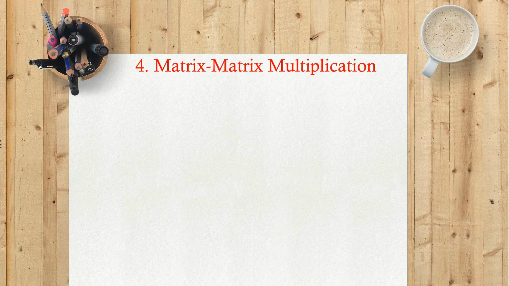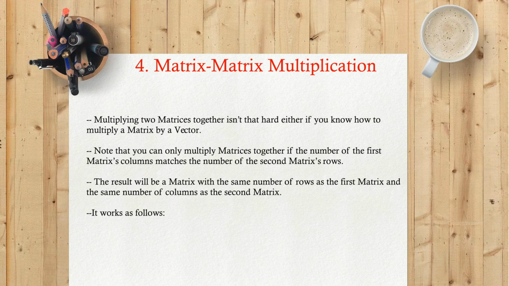4. Matrix multiplication. Multiplying two matrices together isn't that hard either, if you know how to multiply a matrix by a vector. Note that you can only multiply matrices together if the number of the first matrix's columns matches the number of the second matrix's rows. The result will be a matrix with the same number of rows as the first matrix, and the same number of columns as the second matrix. It works as follows.